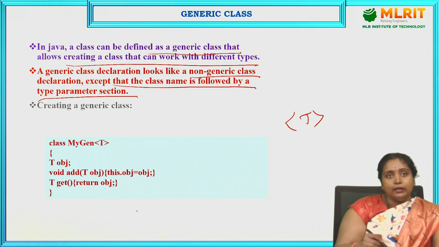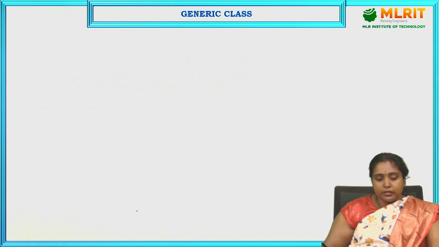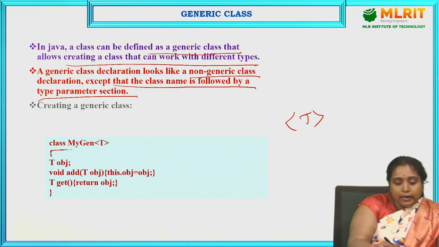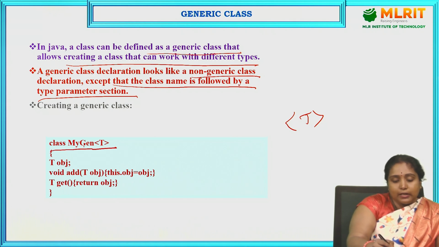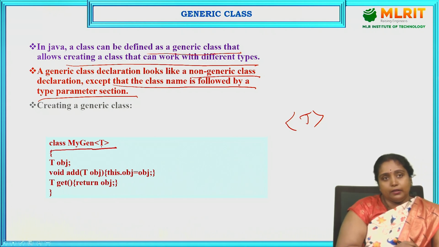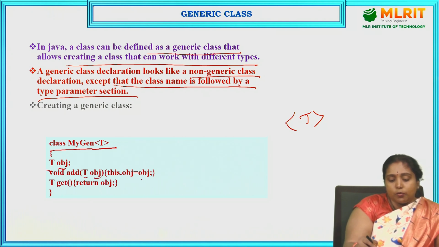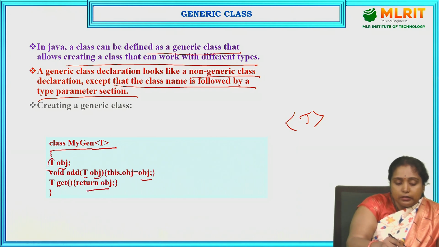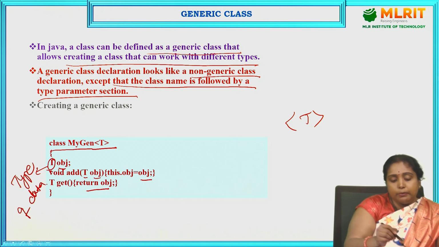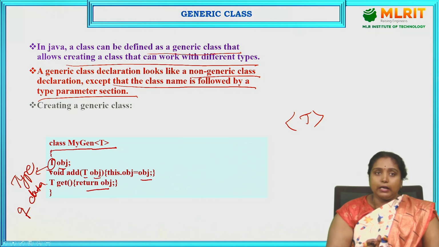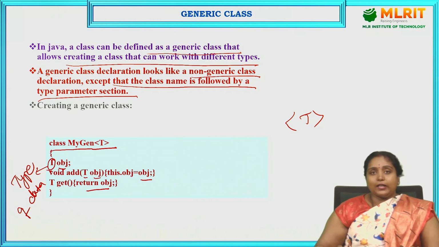Here is the creation of a generic class. Class MyGen is my class name and T is the type of parameter you are going to pass. So T object, this.object equals object, and get returns the object. Here the T refers to the type of data. It might be any type of data: integer, float, string, or character, anything.